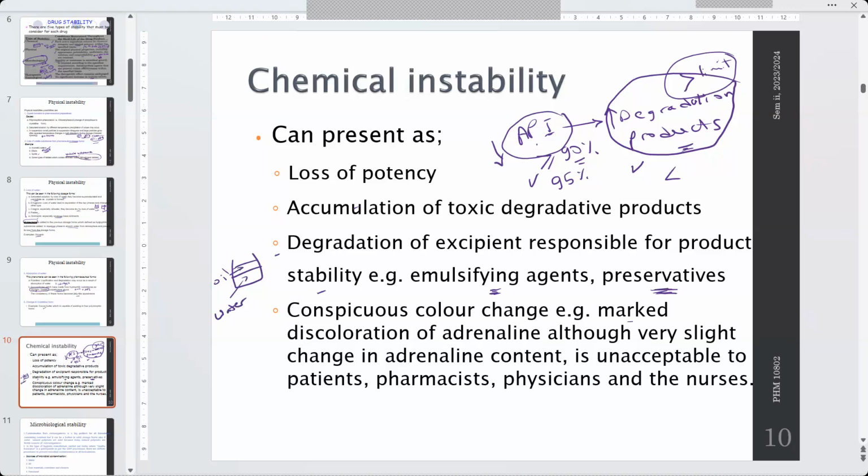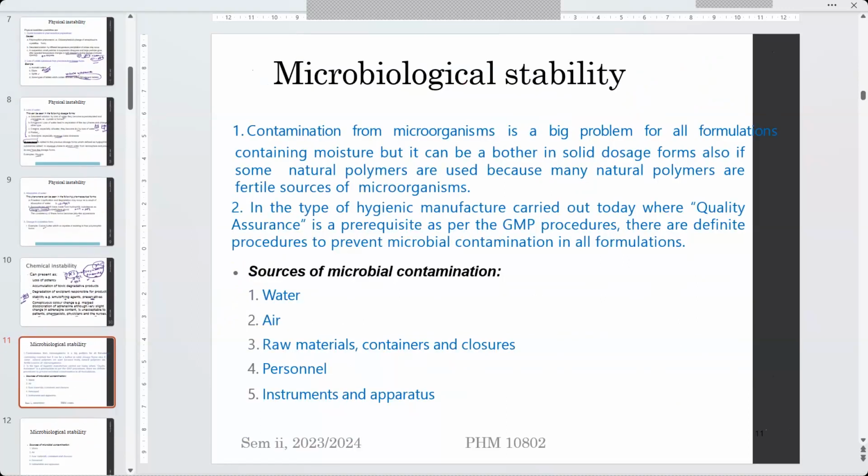Maybe unpleasant color will occur, although my active ingredient is still okay, but sometimes only slight degradation causes a significant discoloration, a change in color that will not be acceptable to the consumer, like adrenaline. Very slight change in adrenaline content is not acceptable to patients, pharmacists, physicians, and nurses. There is a color change even though the content of active ingredient is still very high. There is no 10% loss yet. Okay?